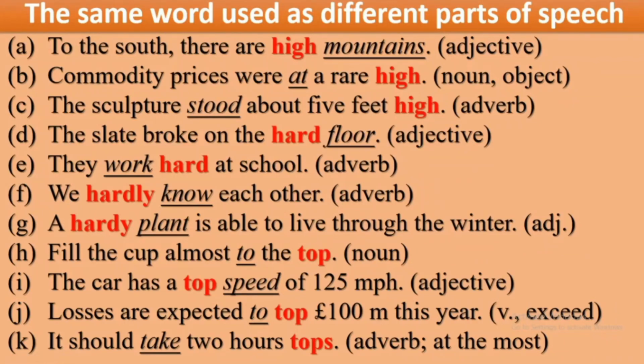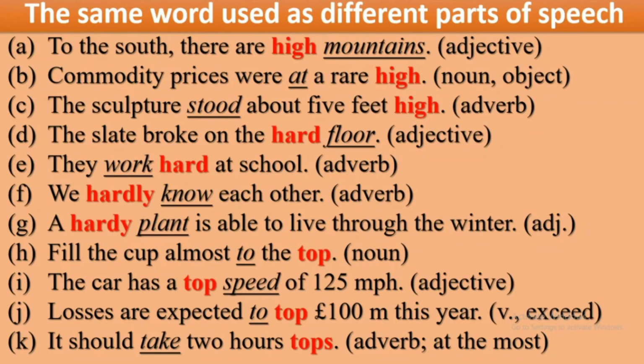So notice the differences between the use of high in example B and in example C. In example B, it is an object of the preposition at, and in C, it is not an object of any word. Rather, in C, the word high is modifying the verb stood, and we know verbs can only be modified by adverbs. Number D, the slate broke on the hard floor.